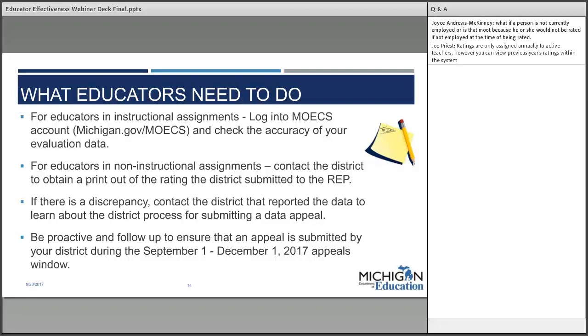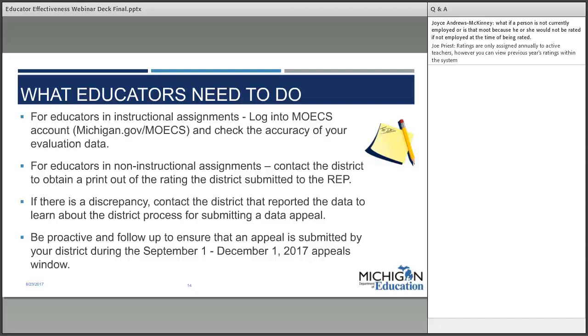But it is important, if you are not in an instructional role and your ratings aren't showing up in MOEX, to contact your district and get a printout or screenshot of the REP data. It doesn't mean that you don't have educator effectiveness ratings entered into the REP. It just means that, well, we'll go over in a little bit why you might not see data in MOEX.